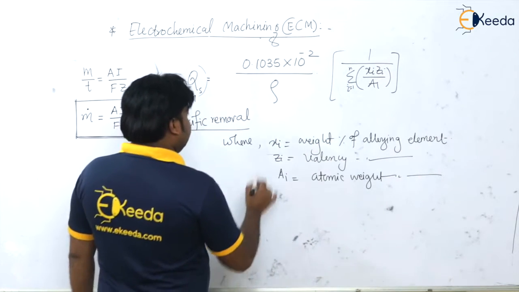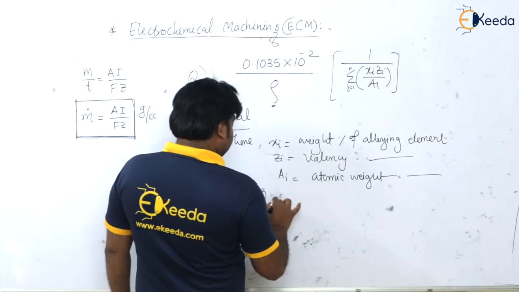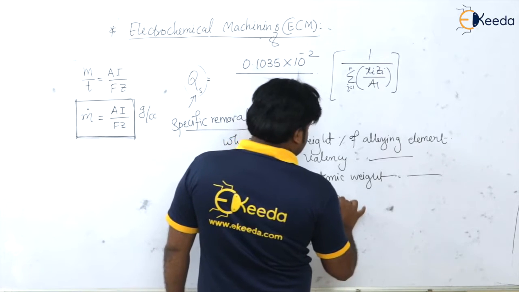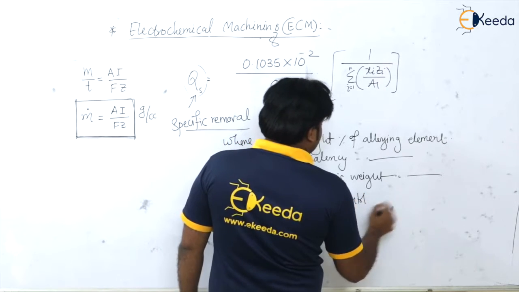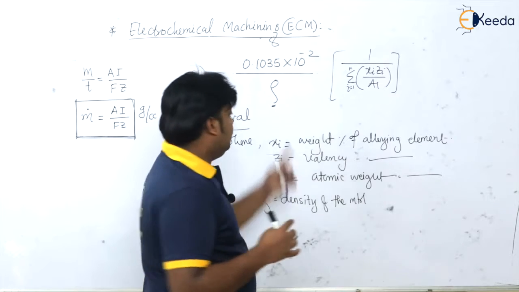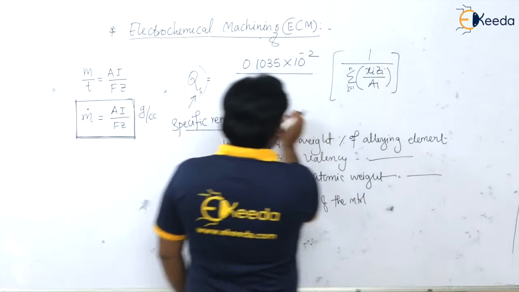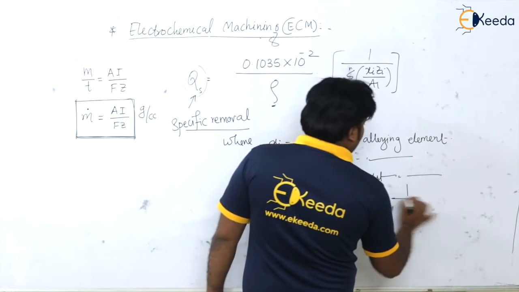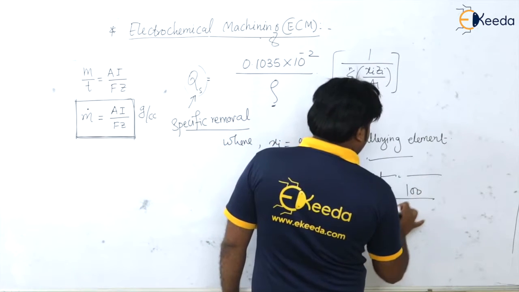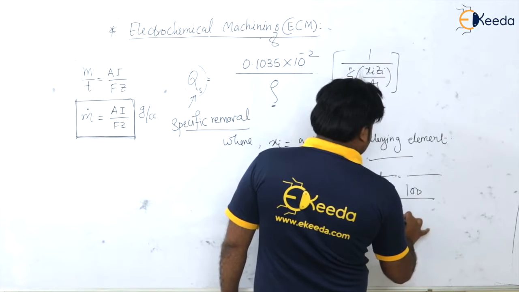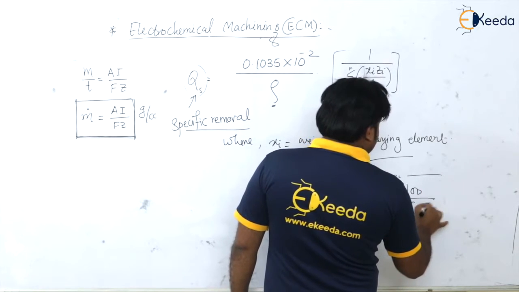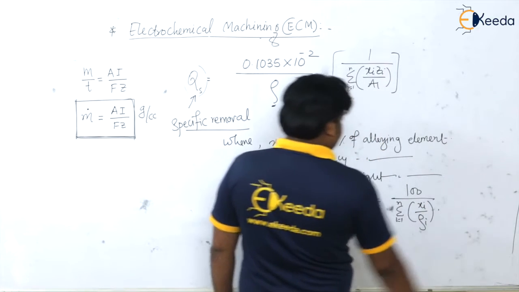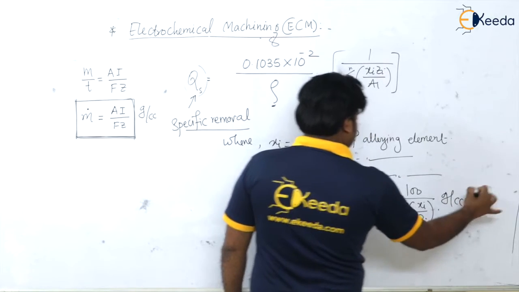And density, rho, is what? It is the density of the material, the workpiece material, which is actually not a pure material but an alloy, and which can be calculated by rho = 100 / Σ (xi / rho_i), with i ranging from 1 to n, in grams per cc.